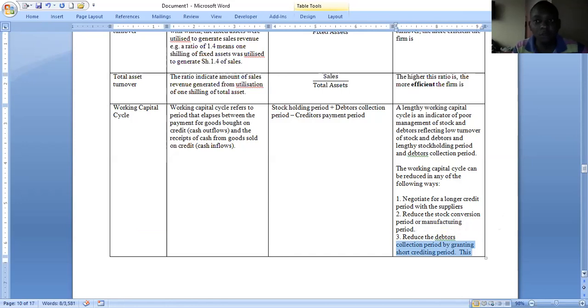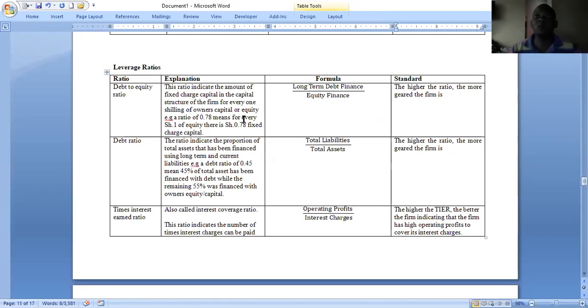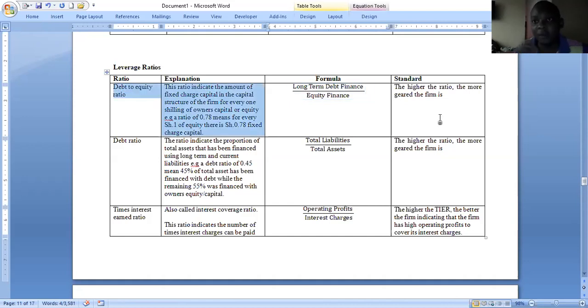Then we move on to the other classification of ratios, which is leverage ratios, which look at the capital structure of the business. They measure the proportion of debt in the capital structure of the business. Some of these ratios under the leverage ratios is the debt to equity ratio. The debt to equity ratio measures the extent of debt in the capital structure of the business. That's leverage. It is equal to long-term debt divided by equity.